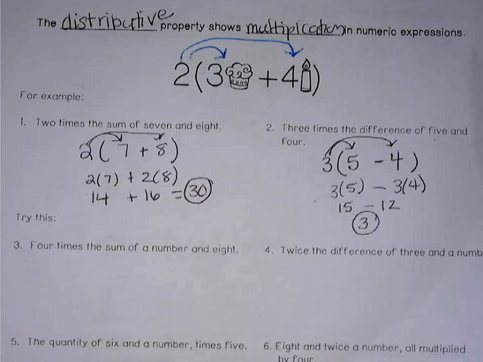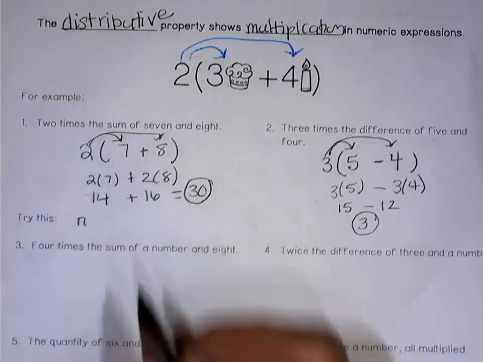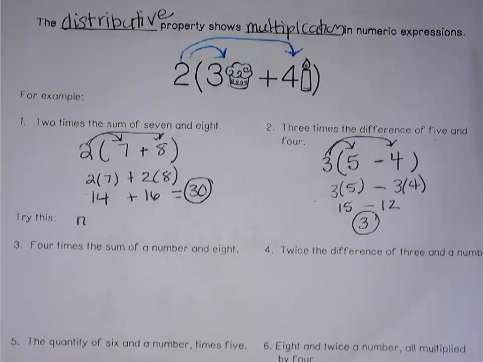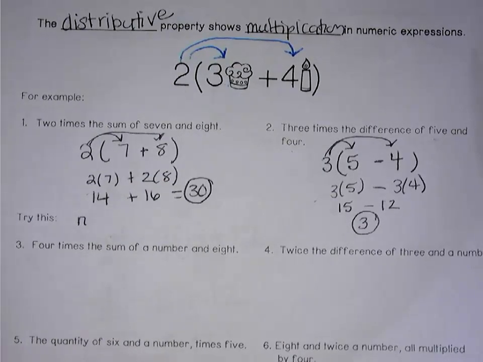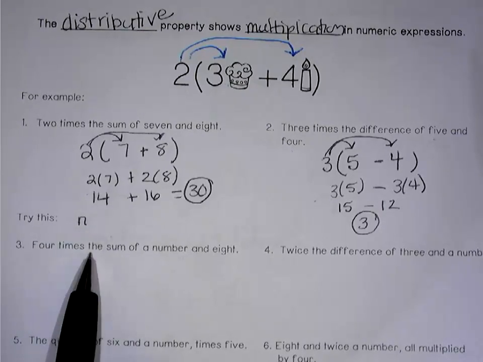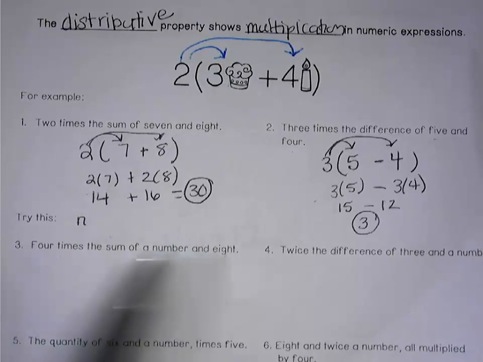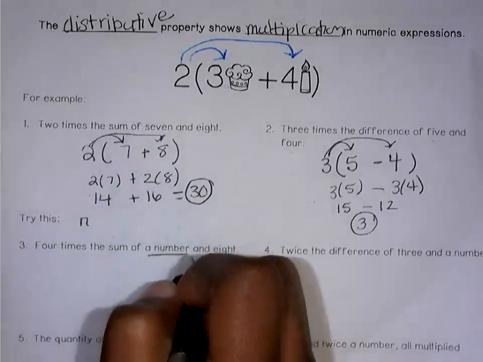And a hint, you can use the letter N for that. All right, use the letter N for your number. So number 3 says 4 times the sum of a number and 8, right? So a number could be, this is your variable.